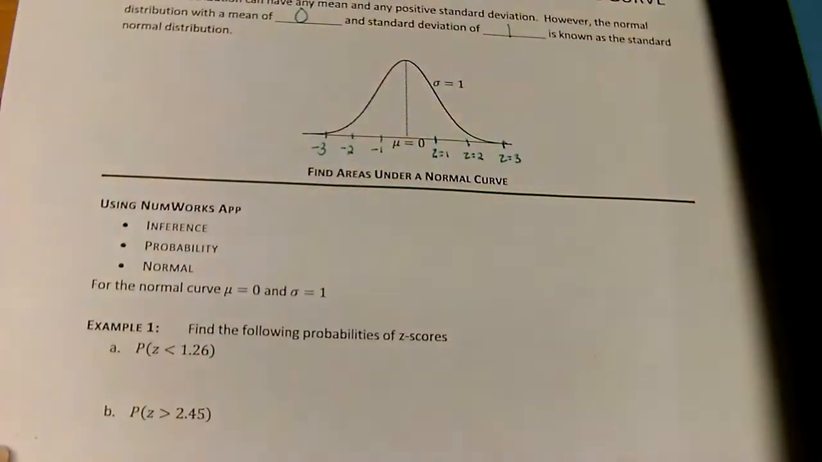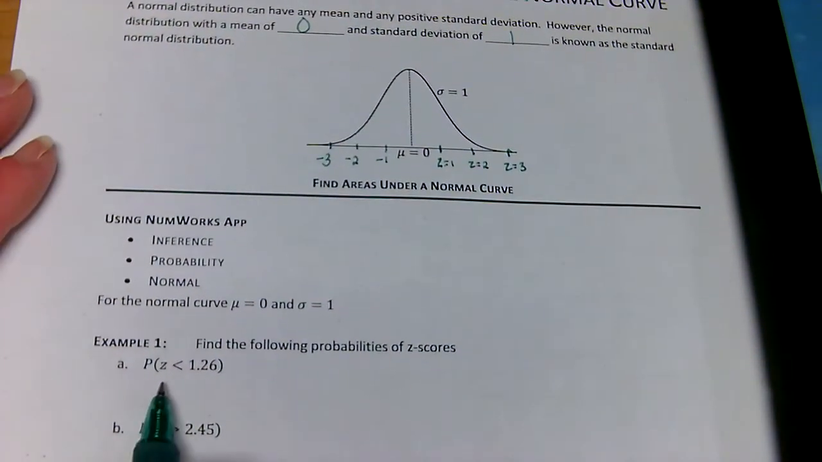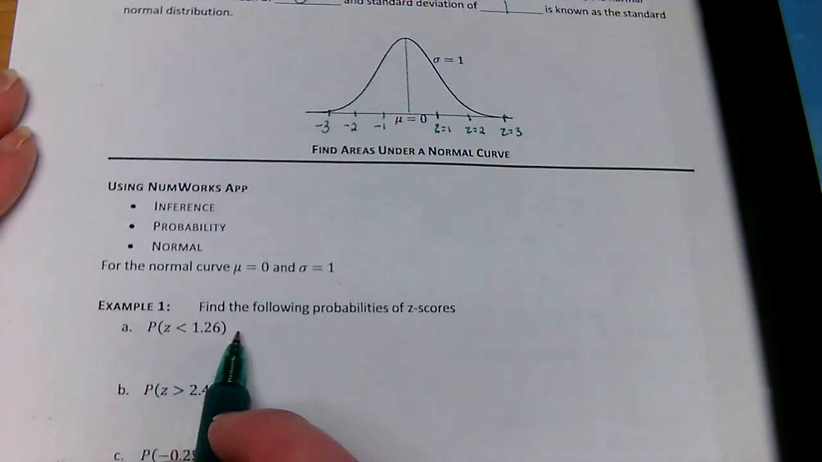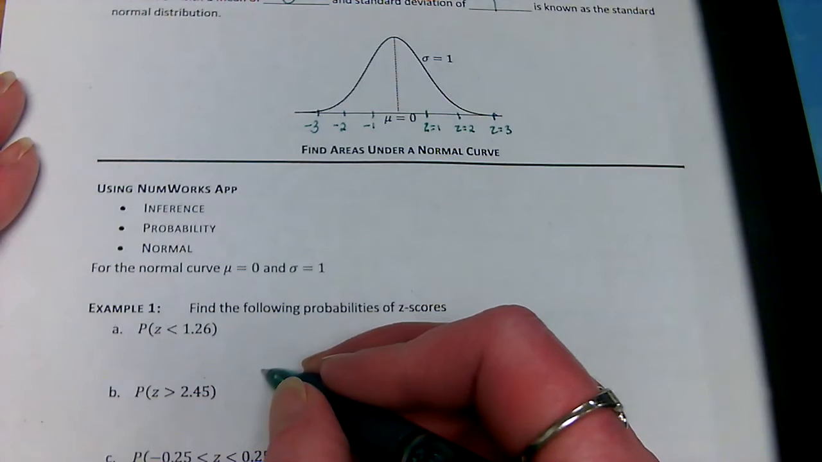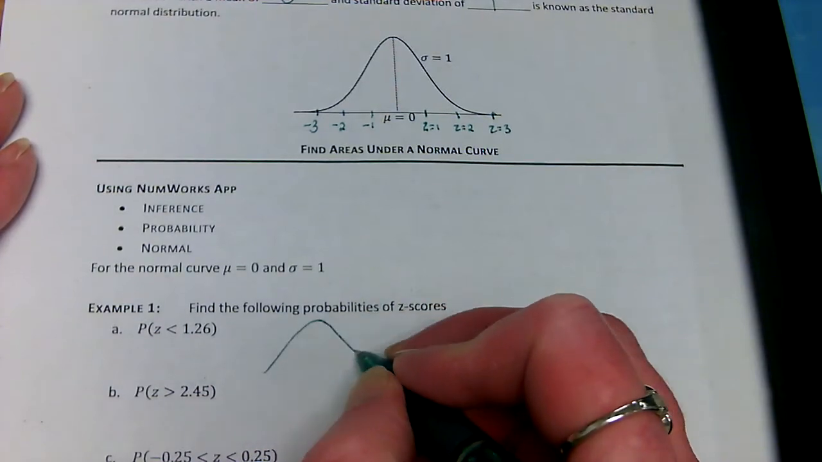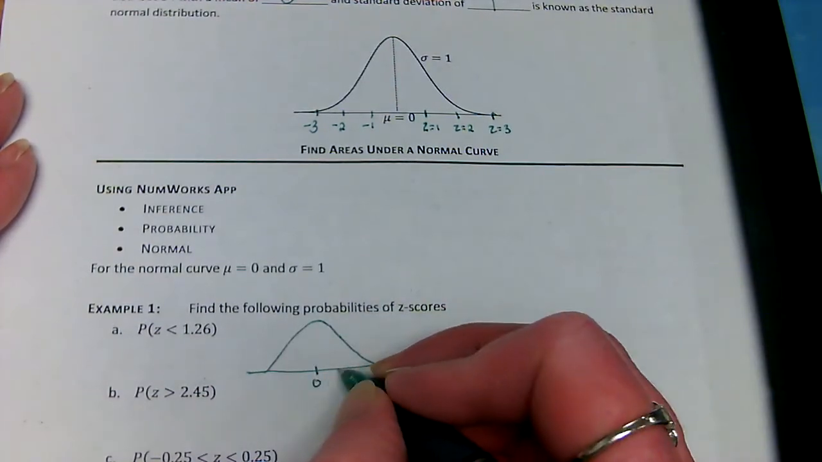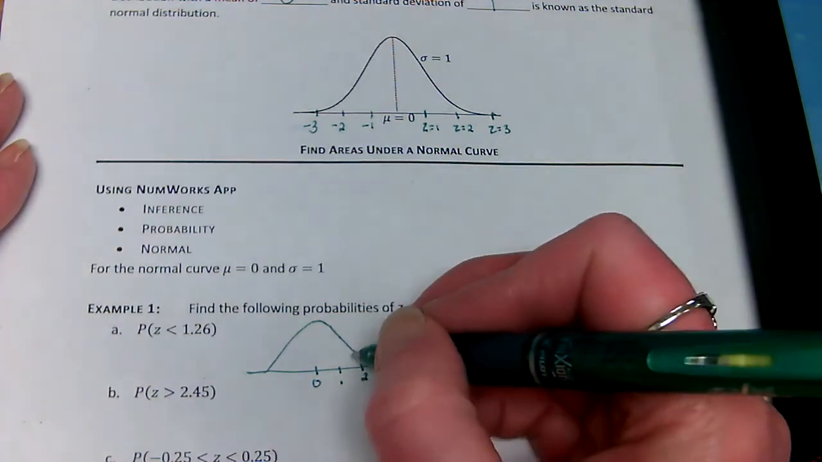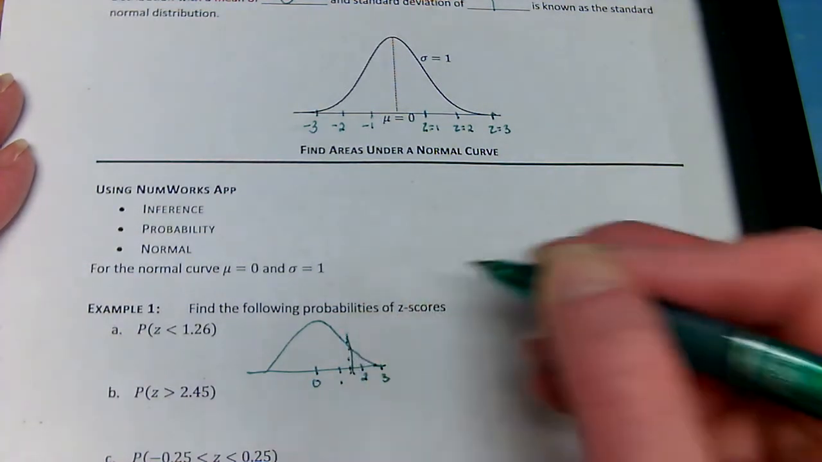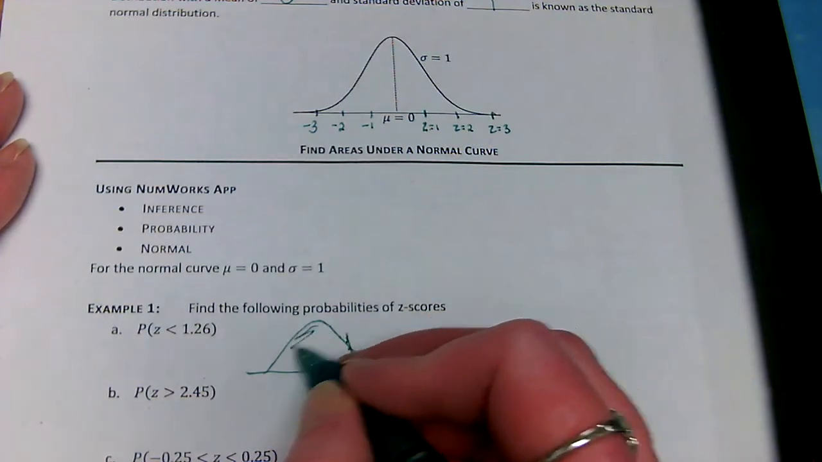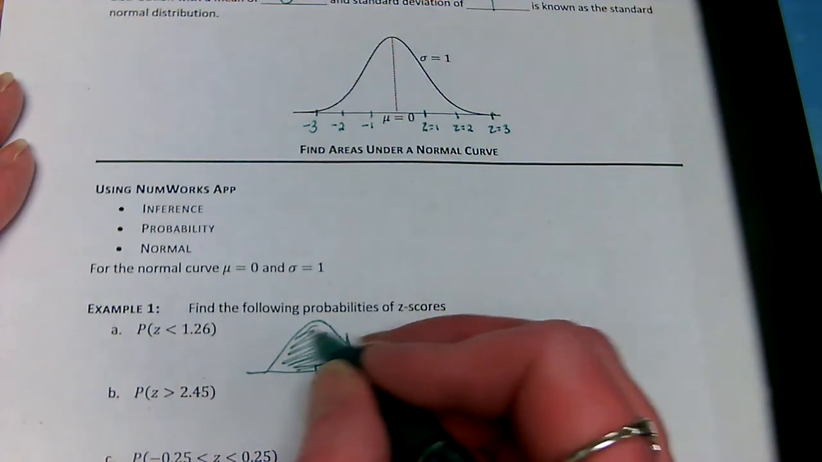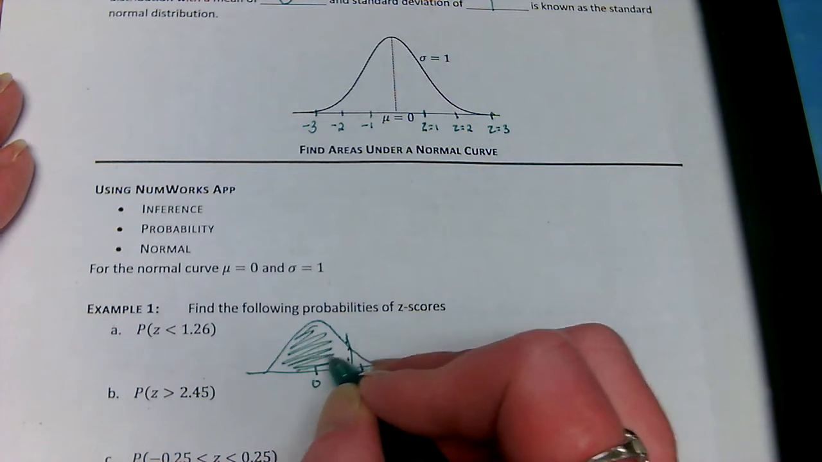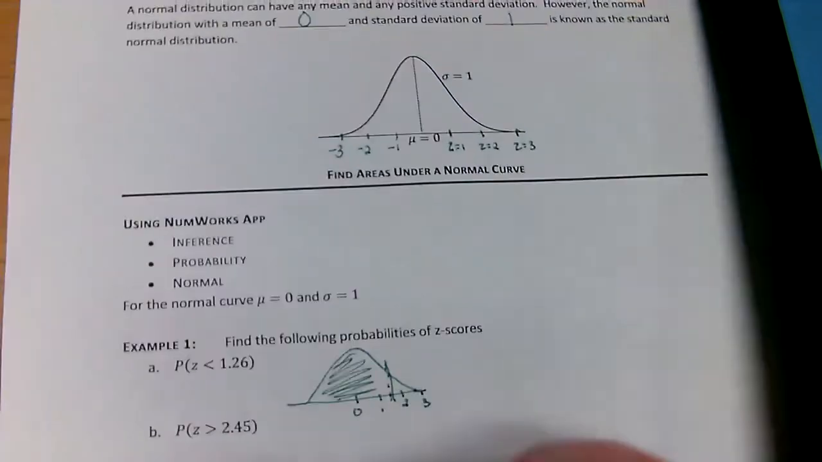So what we're trying to find here is the probability that a randomly selected z-score is less than 1.26. Let's think about where that would be on that curve. Okay, so here's the curve. Here's 0, 1, 2, and 3 would be out here. 1.26 would be about here, right? And less than that would be to the left of it. So we're finding this area which represents the probability of randomly having a z-score in that range.